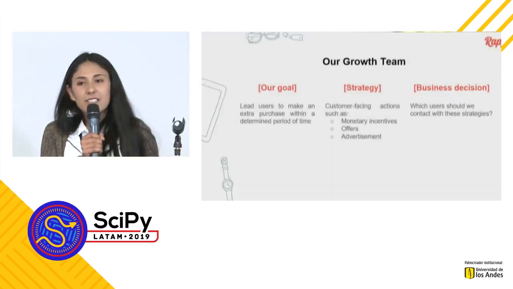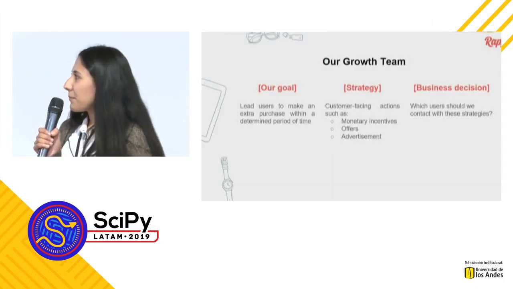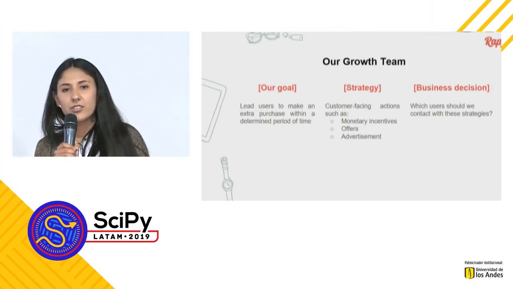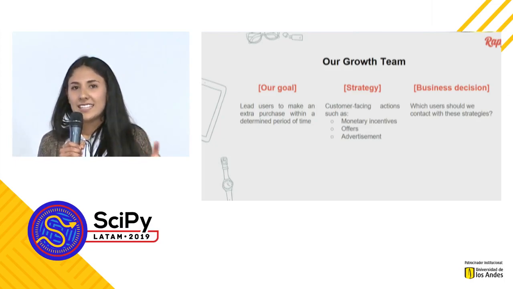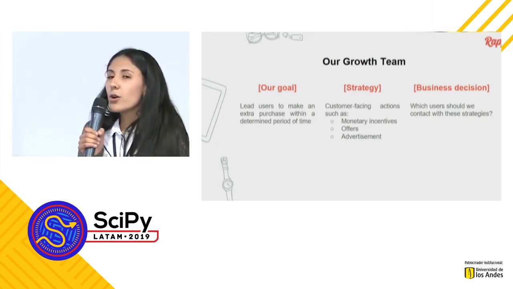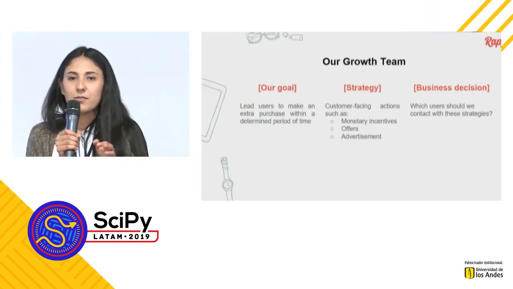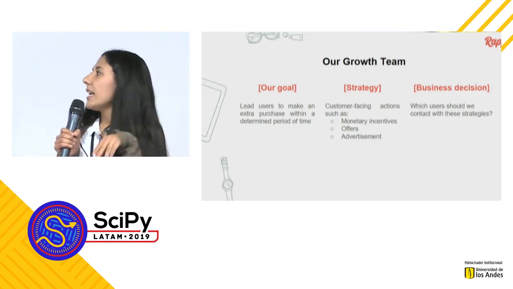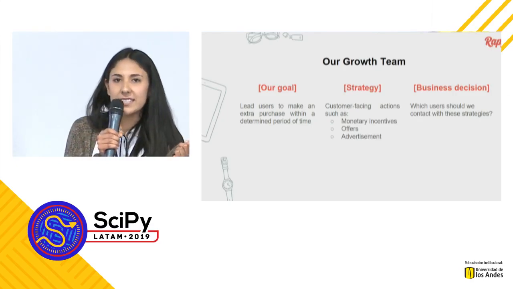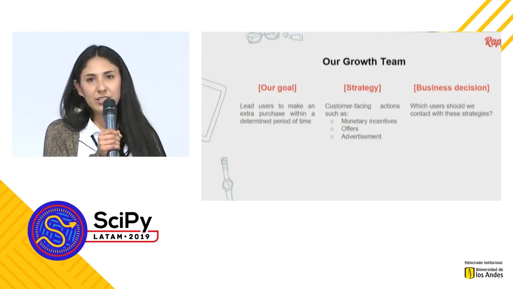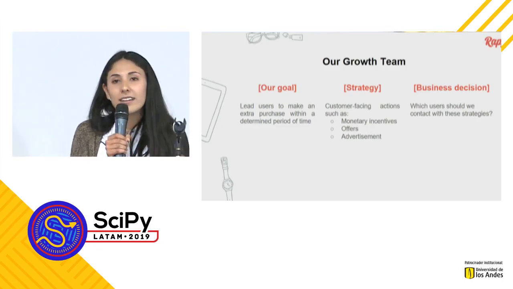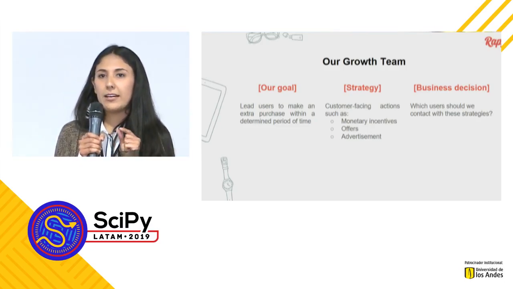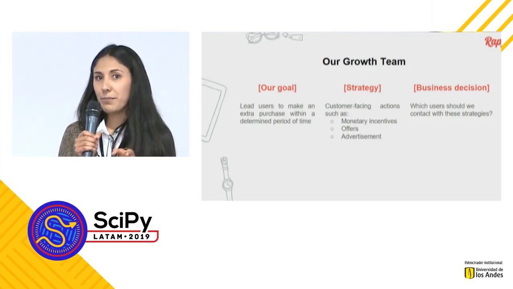So, well, first, as a growth team in Rappi, one of our goals is to accelerate the users, that is, leading the users to make additional purchases in a determined period of time. So the strategies that Rappi uses for this is making actions such as campaigns of monetary incentives, offers, and advertisement. And the business decision of Rappi is to select to which users to contact with these types of campaigns.